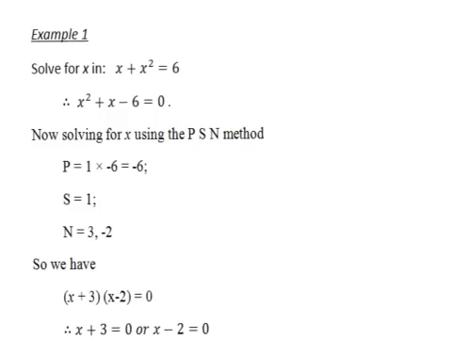P stands for product. What we mean by that is that you multiply the coefficient of x squared, which is 1 in this case, and in all cases in this video, by the constant term, by the negative 6 in this case. Okay, so the product means times, of course, so we're going to multiply 1 by negative 6, and that of course equals negative 6.